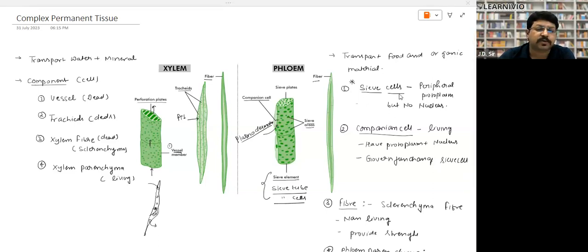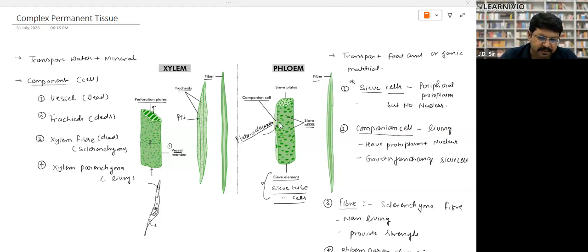Sieve cells are partially living. I have already told you that they are the only cells which have no nucleus, but I'll explain it again because today we are going to study the phloem, right? Sieve cells are 50% living, 50% dead. Sieve cells have protoplasm, but they do not have a nucleus. The companion cells have protoplasm and a nucleus, and they are completely living cells, right?